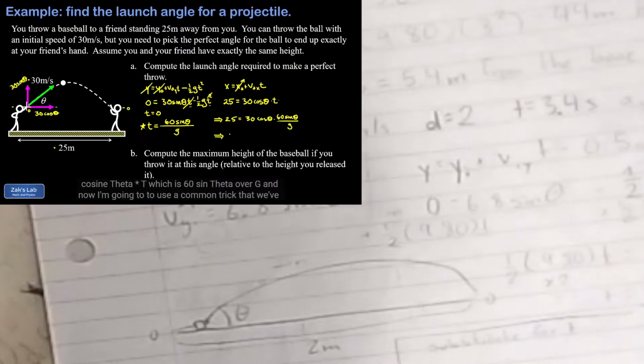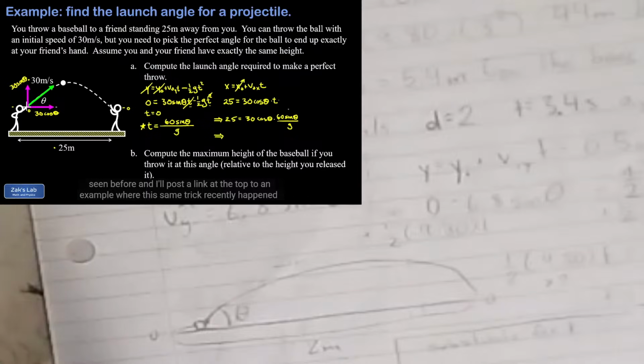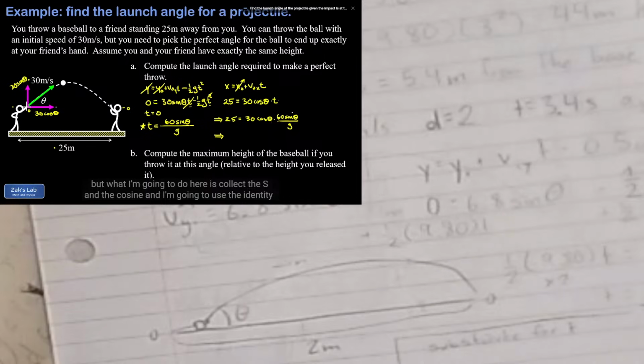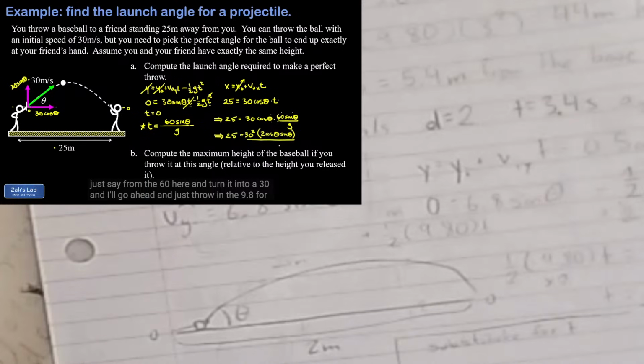And now I'm going to use a common trick that we've seen before. And I'll post a link at the top to an example where the same trick recently happened. But what I'm going to do here is collect the sine and the cosine, and I'm going to use the identity that 2 times sine times cosine gives me the sine of twice the angle. So I'm going to split off a factor of 2, just say from the 60 here, and turn it into a 30. And I'll go ahead and just throw in the 9.